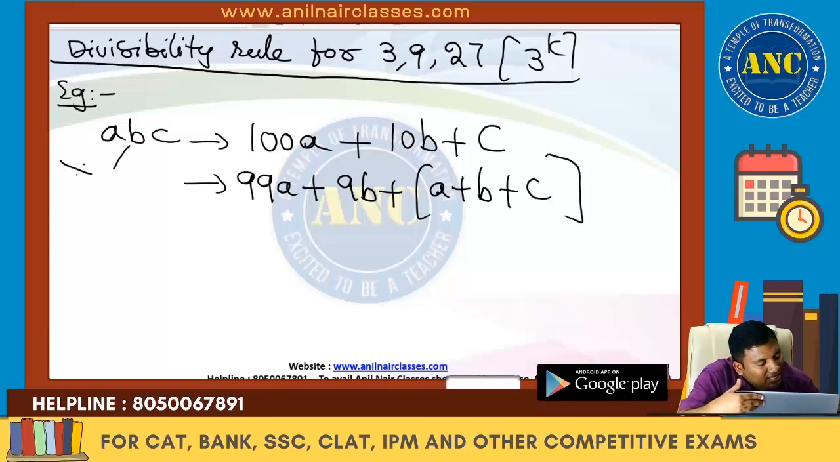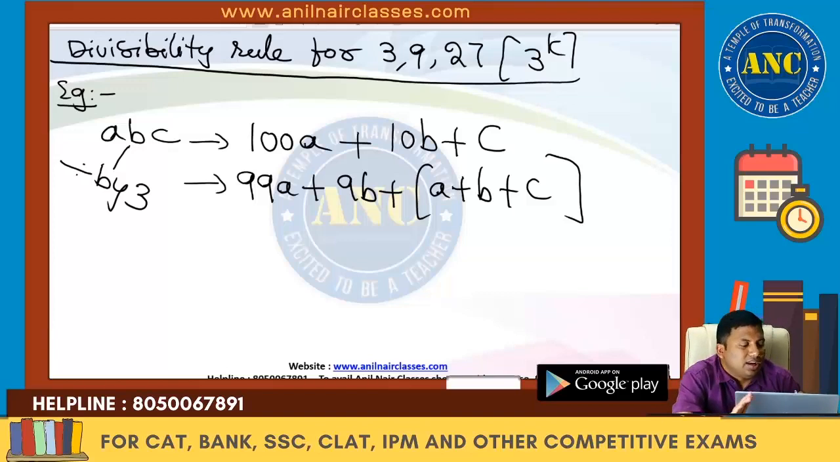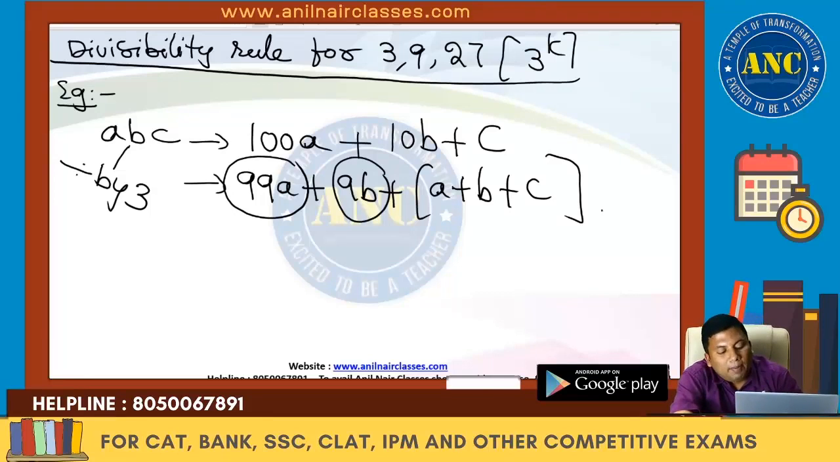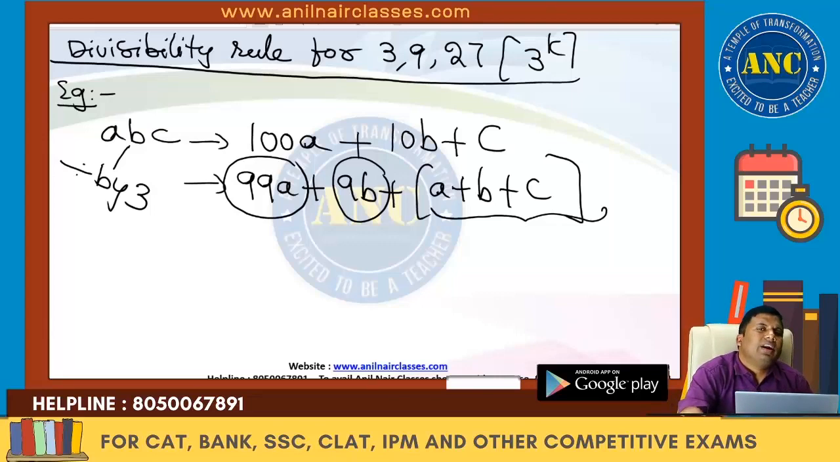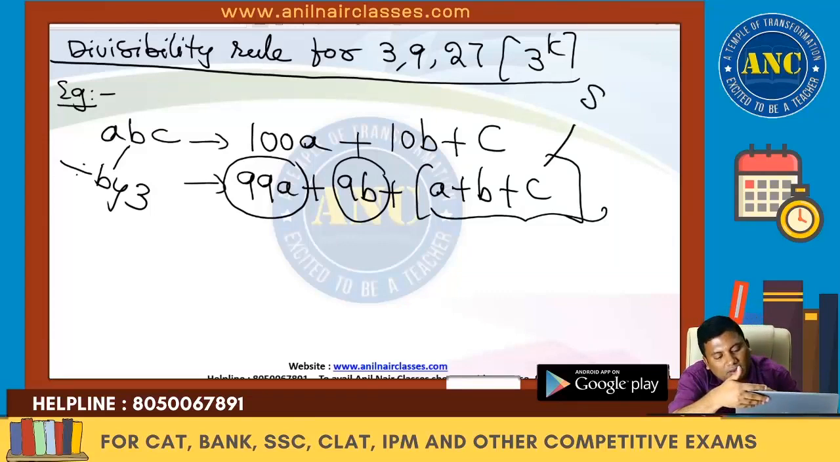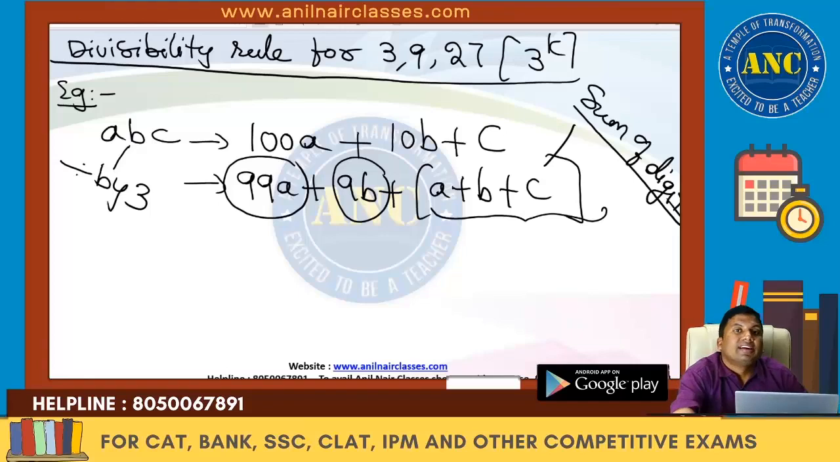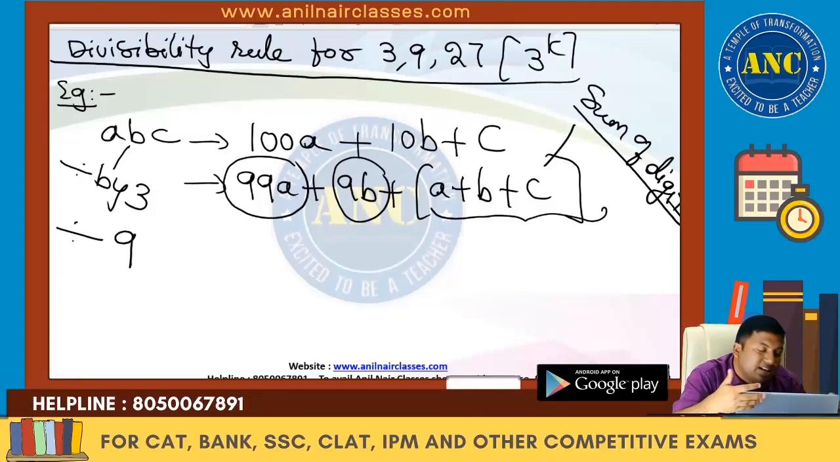If ABC is divisible by 3, assume that the left hand side is divisible by 3. 99A is divisible by 3. 9B is divisible by 3. A plus B plus C should be divisible by 3. What is A plus B plus C? A, B and C are the digits of the number ABC. What do you mean by A plus B plus C? The sum of the digits should be divisible by 3. A plus B plus C is nothing but the sum of the digits. That means for 3 I got it. Assume if ABC is divisible by 9.